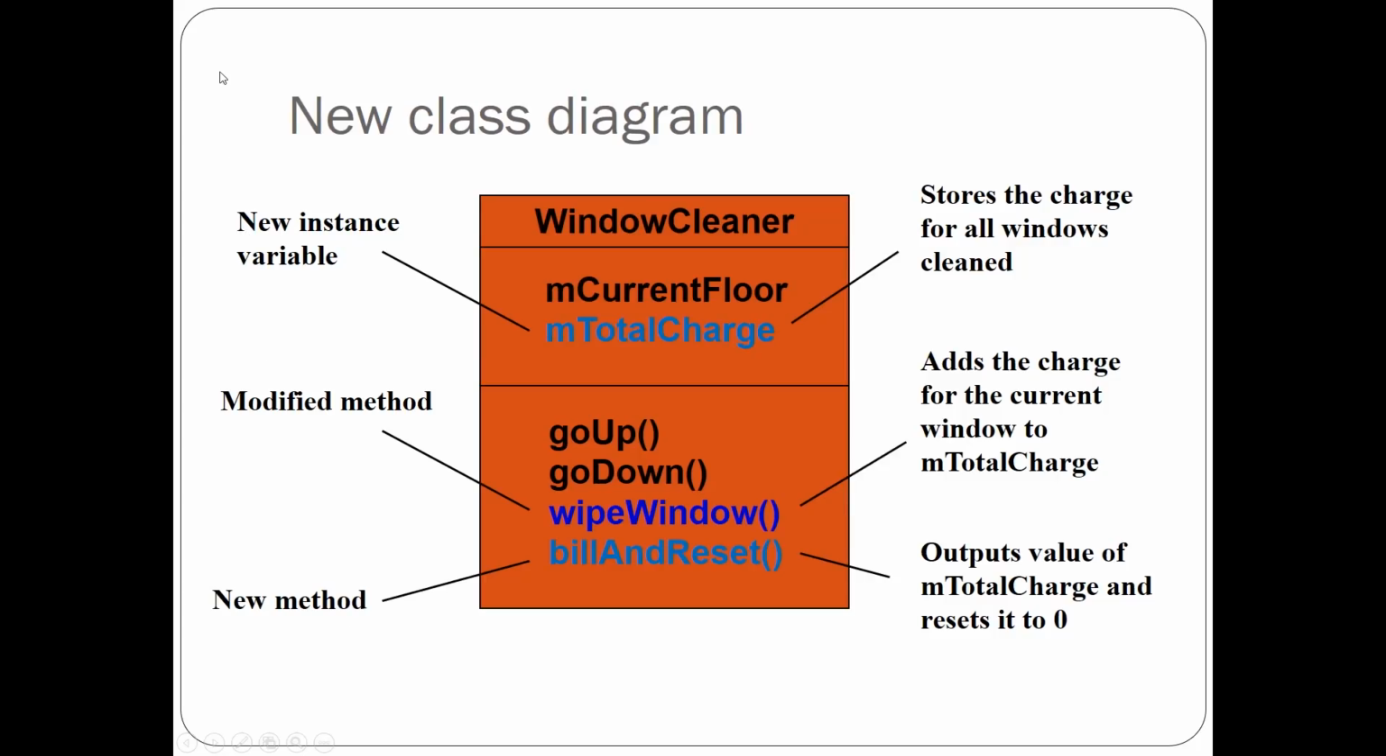Okay, I came up with something like this. Basically, we need to be able to store the charge for cleaning the windows. We will need to have a new method which will present the total charge for that particular house or building that's having its windows cleaned, but we'll also have to change the wipe window method to incorporate adding on a value to total charge every time we clean a window.